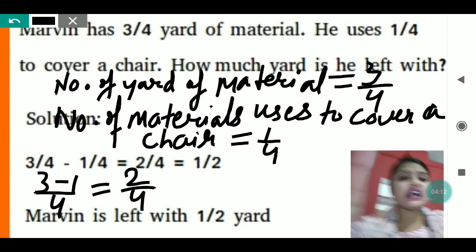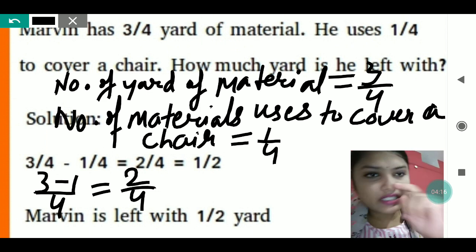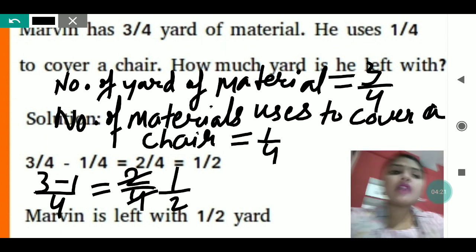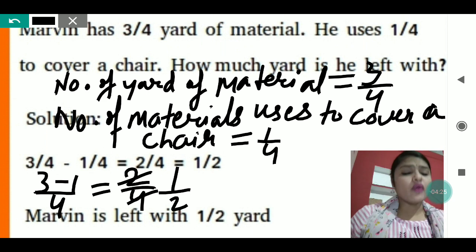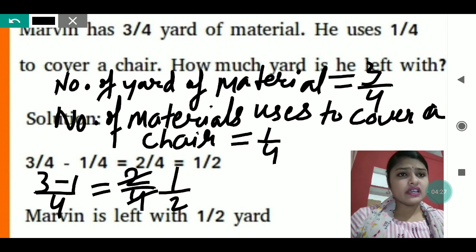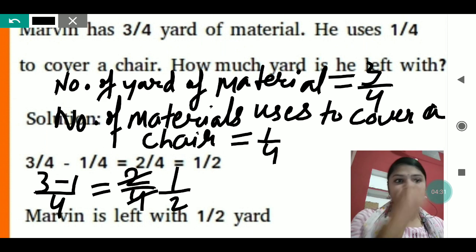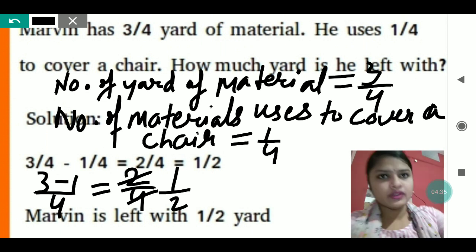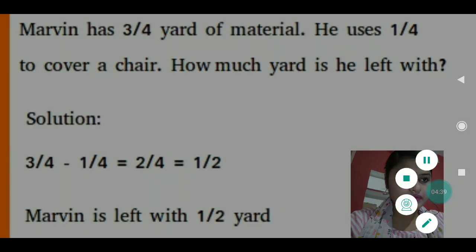So how much yard is left with him? It is 2 by 4. But is this 2 by 4 in its lowest term? No. So make it in its lowest term. So 1 by 2 yard is left with him. How many yards are left with him? 1 by 2 yard, I am saying. Okay, now we are going to move to the next example.